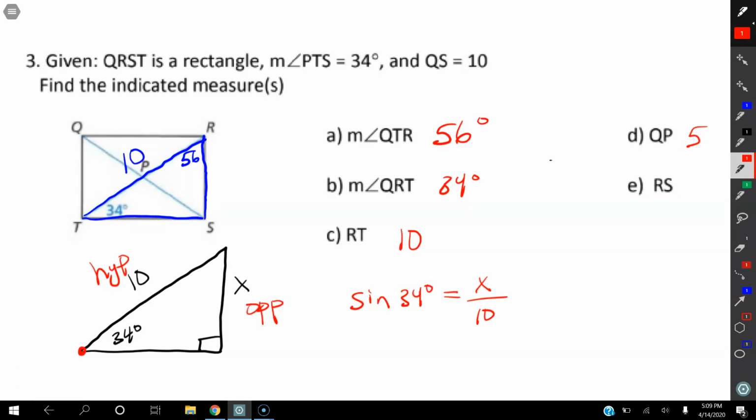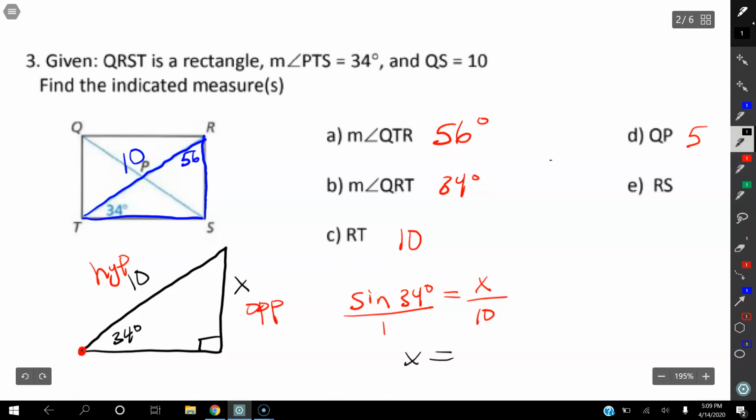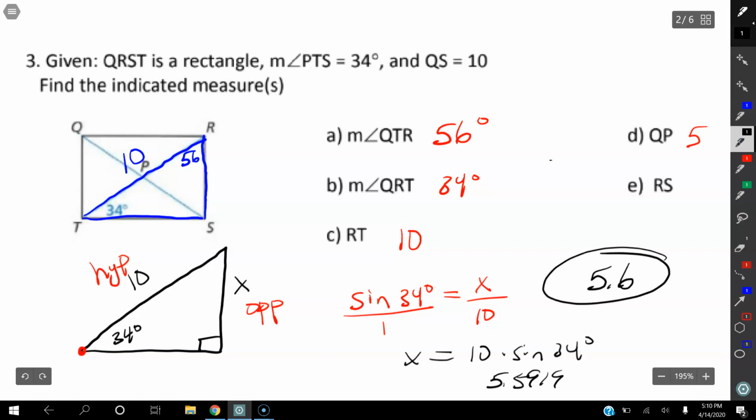And now to solve it, you basically just cross multiply. So I'm going to get x times 1 is x. 10 times the sine of 34. And I'm going to have to bust this out in the calculator. Give me a quick second. And when you do that, you get roughly 5.5919. So let's just go ahead and call that 5.6 for RS. All right, moving right along.